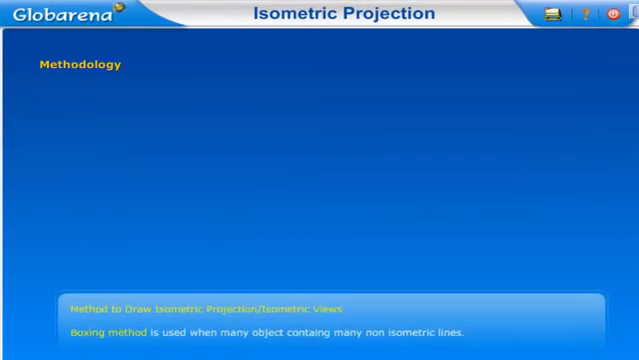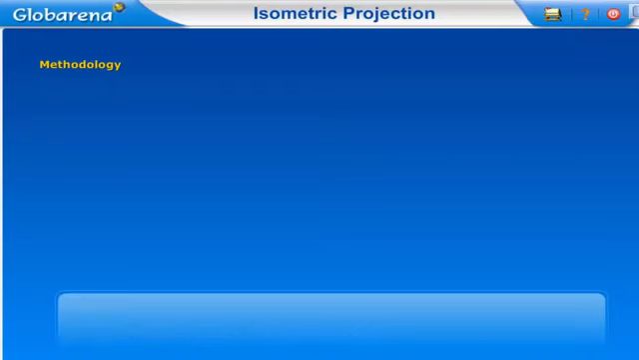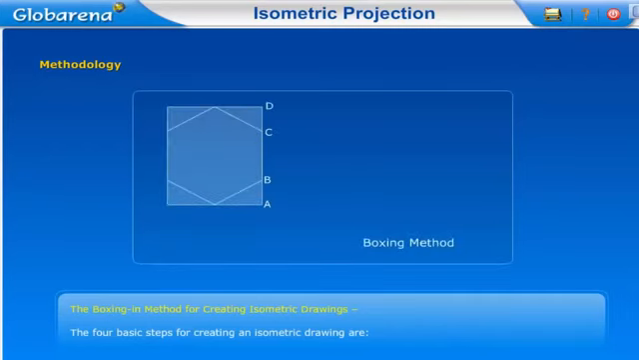Method to draw isometric projection or isometric views. Boxing method. The boxing method is used when many objects contain many non-isometric lines. The boxing-in method for creating isometric drawings.